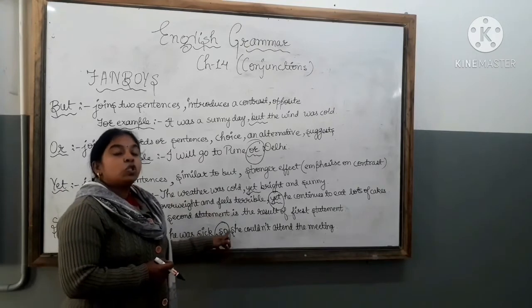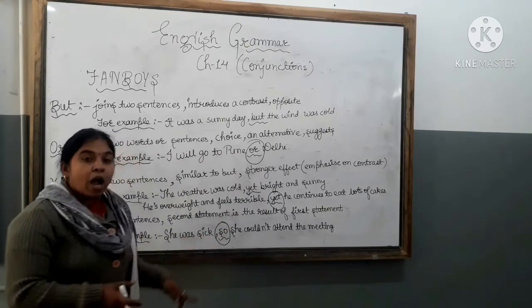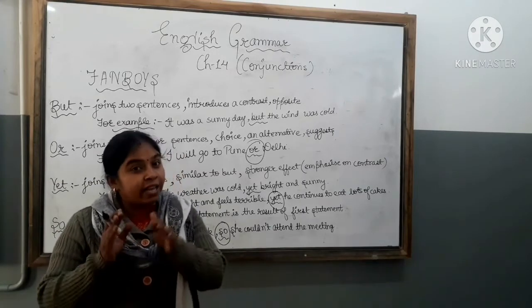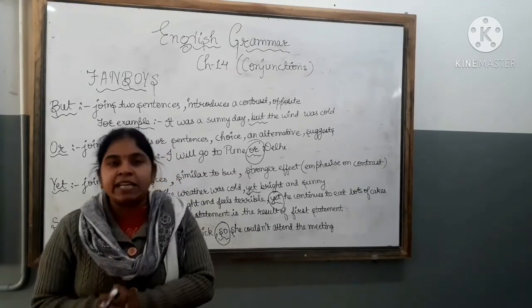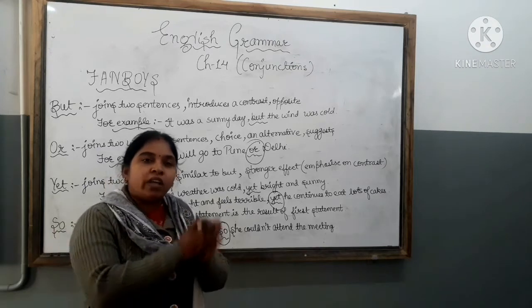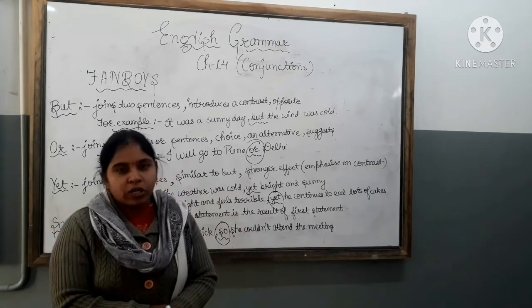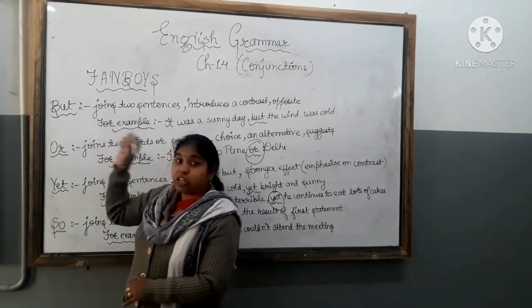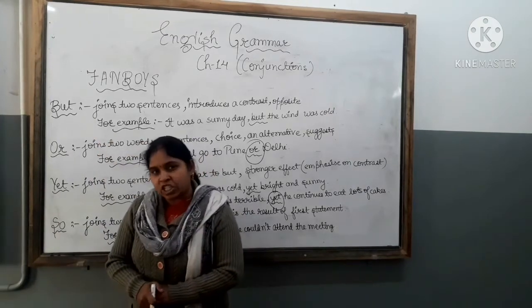Okay, so we use so conjunction when we talk about the result of something. And here the second statement will be the result of the first statement. So, I hope you all have understood the conjunction fanboys, that is coordinating conjunctions.